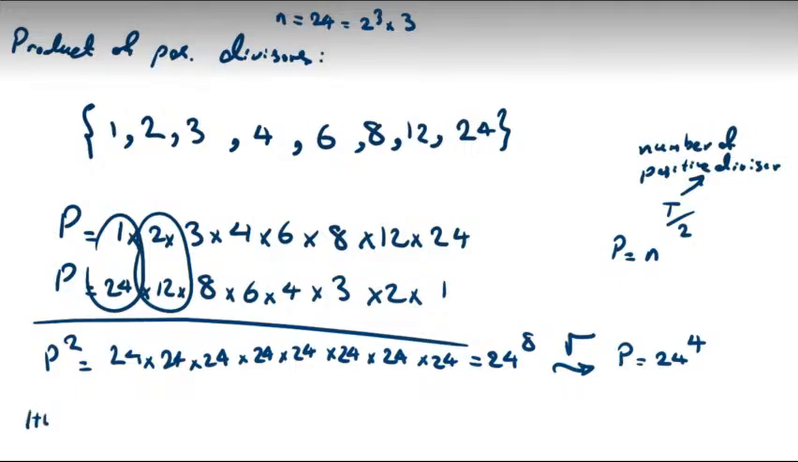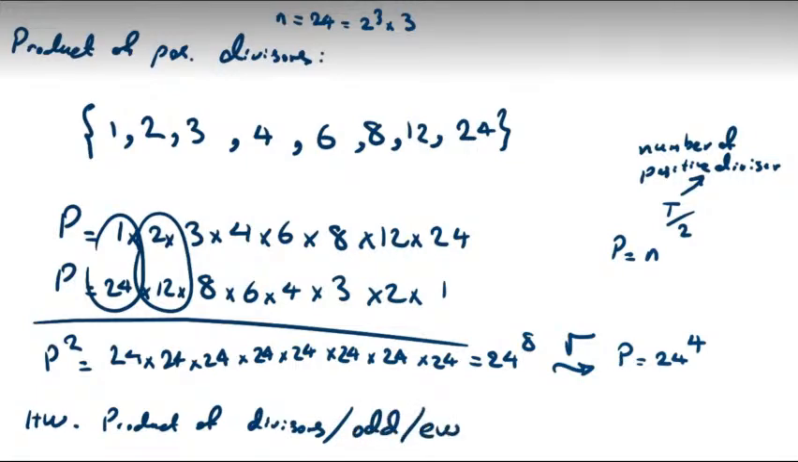Okay, as homework, try to find the product of divisors, including negative ones. Product of divisors means you should also consider negative. It's easy, but by applying what you learned, you can calculate it. And do odd or even: solve odd first, then try even, and you can comment your answers below this video.